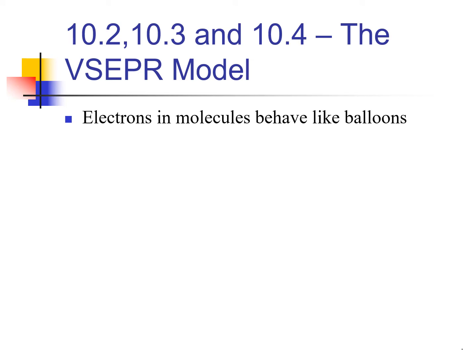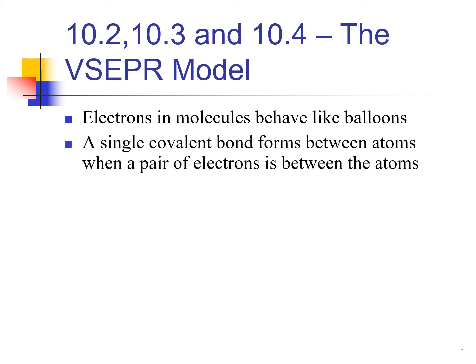It stands for valence shell electron pair repulsion, but you don't need to know that. Anyway, electrons in molecules behave kind of like balloons. So imagine you're tying a whole bunch of balloons together. The balloons will naturally move, because you can't have two balloons taking up the same space. So they separate and create different shapes based upon how many balloons you have tied together. That's kind of what's going on with the electrons in a molecule.